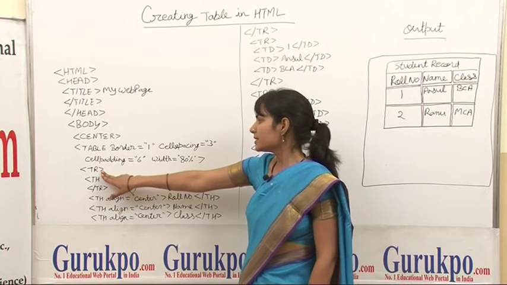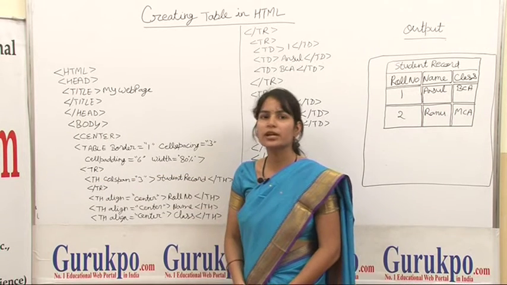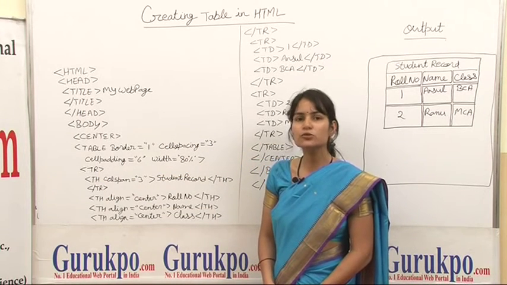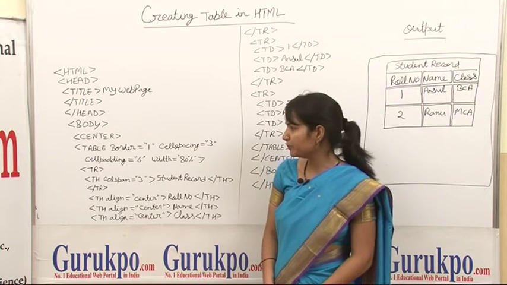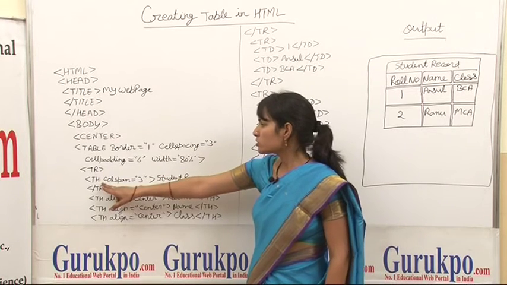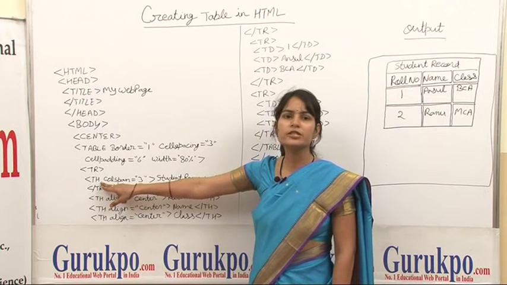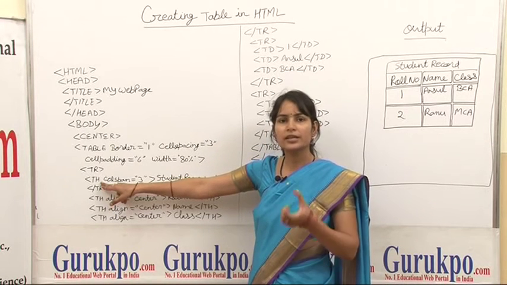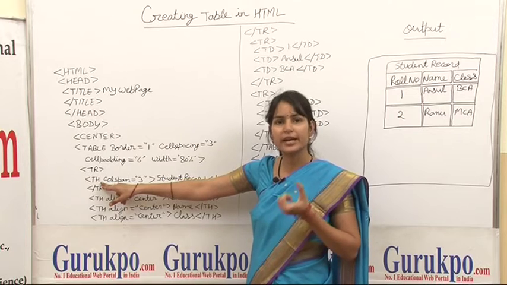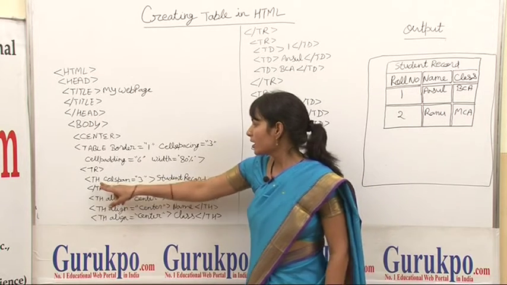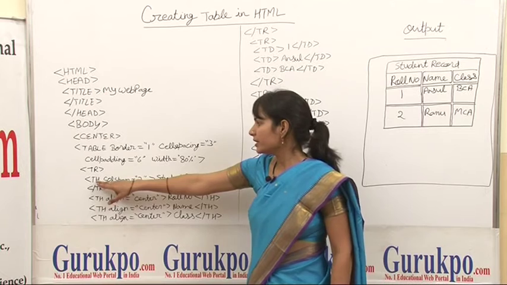Now the tr tag is used. The tr tag stands for table row. It is used to create a row in a table. The tr tag also contains a th tag, which is used to define the heading of a cell. It creates the cell with a heading.